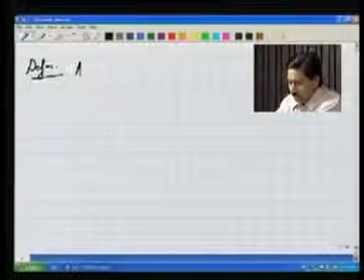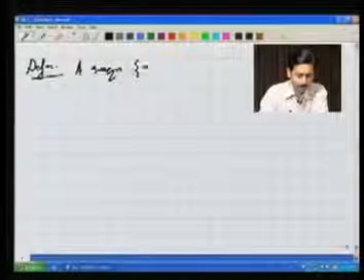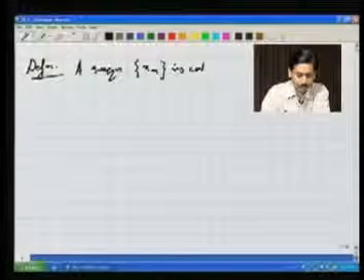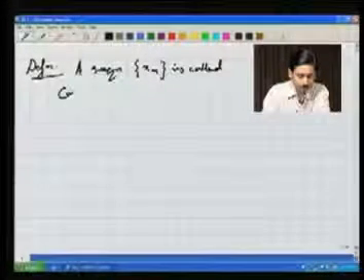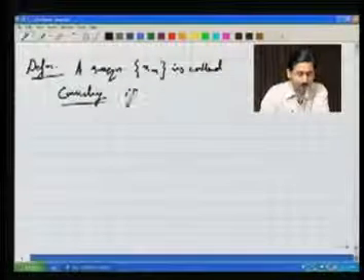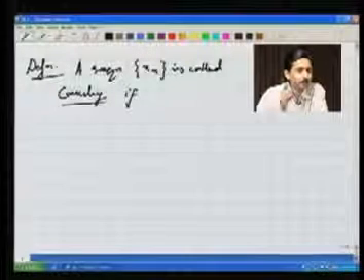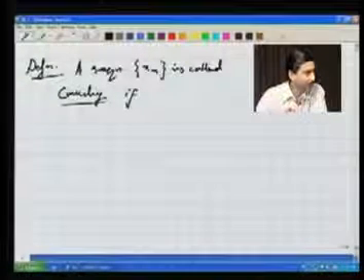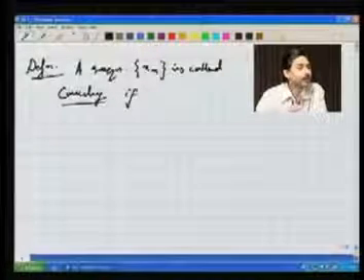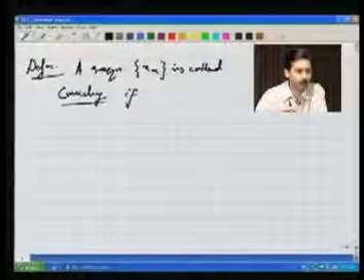A sequence Xn is called Cauchy if the following happens. Well, the intuitive idea was that however small epsilon you take, after some stage, all the terms of the sequence are actually epsilon close to each other. I am just going to write it in mathematical language.